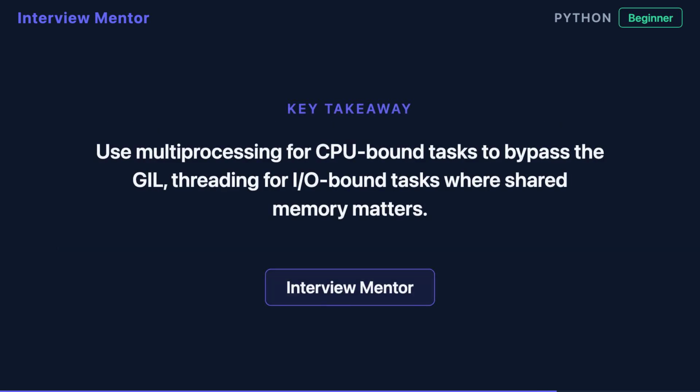Bottom line. Use multiprocessing when you need true parallelism for CPU-intensive tasks and can afford the overhead. Use threading for I/O-bound work, where shared memory and lower overhead matter. Practice explaining this distinction until it's second nature.